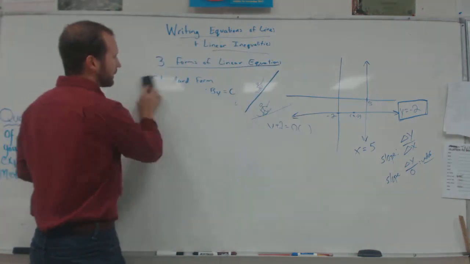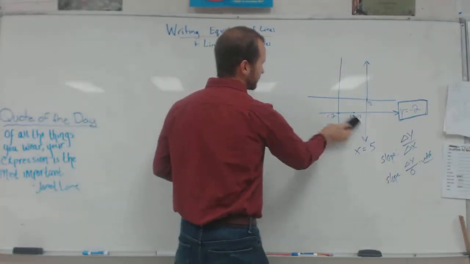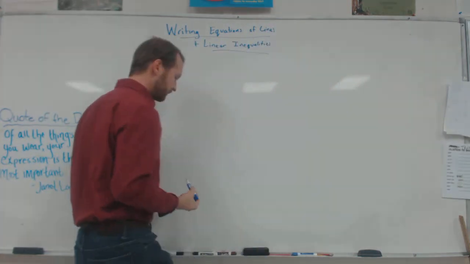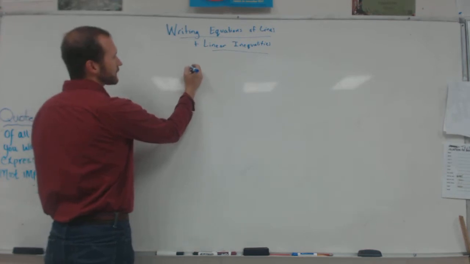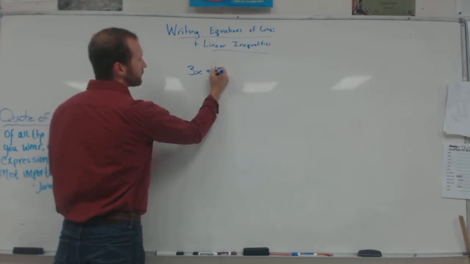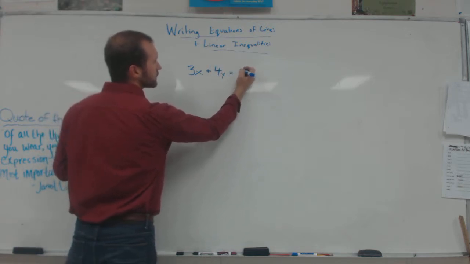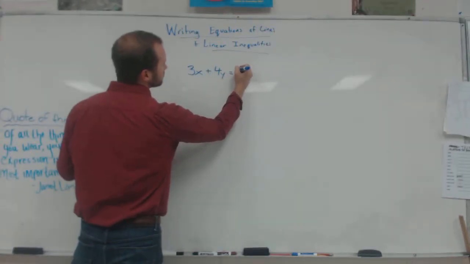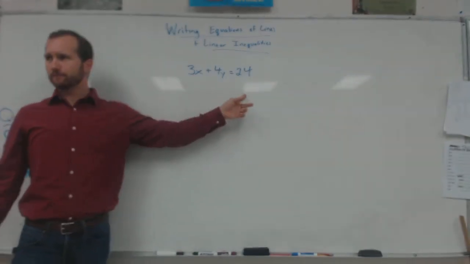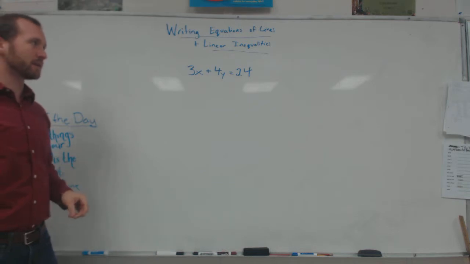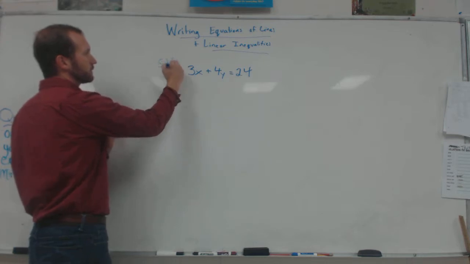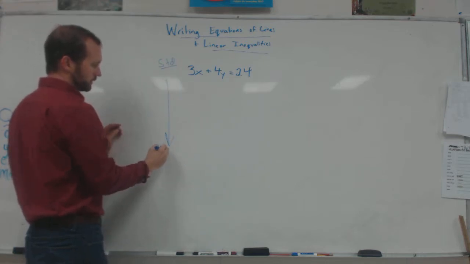So how do you actually write equations? Or the other thing we're going to talk about is how to get from one to the next. So let's say I gave you an equation like this: 3x plus 4y equals 24. What form is that? Standard form. Let's put it into slope-intercept form. So starting in standard form, I want to go to slope-intercept.